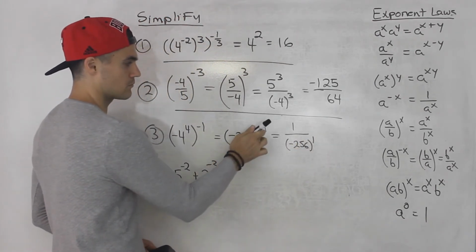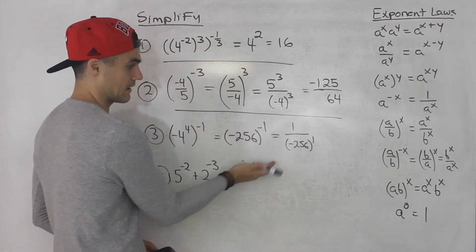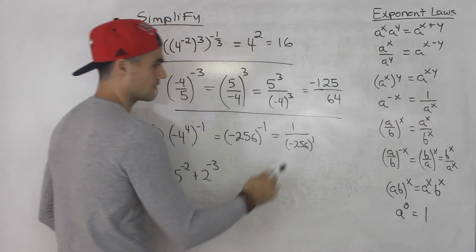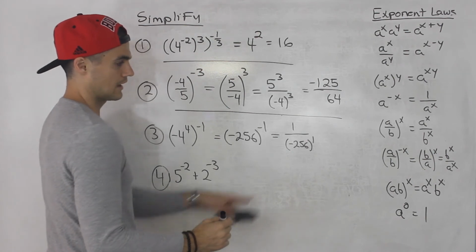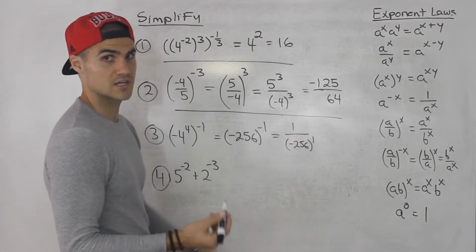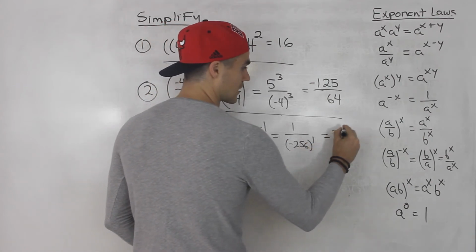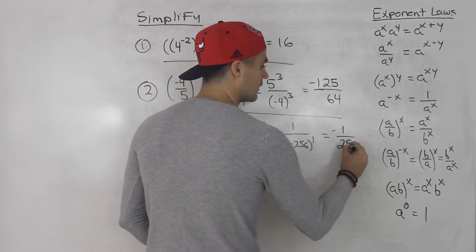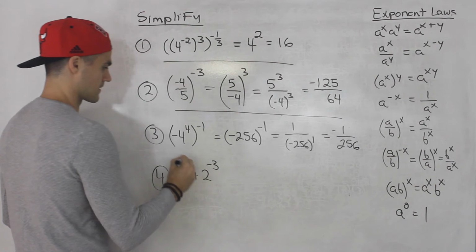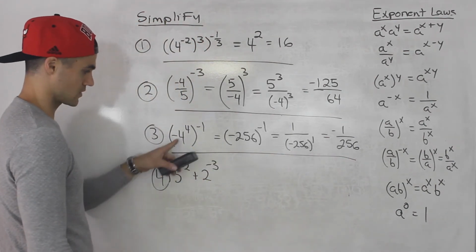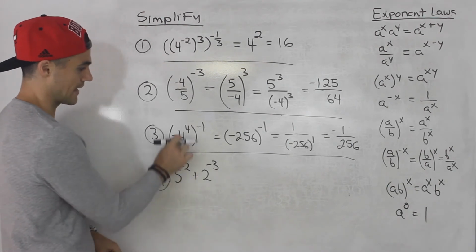Right? We brought this down to the denominator. The negative exponent we brought down, and then it changed to a positive exponent. And then negative 256 to the power of 1 is just negative 256. So this ends up being 1 over negative 256, or negative 1 over 256. So just be careful with these types of questions where you see that expression, where that negative is not in brackets.